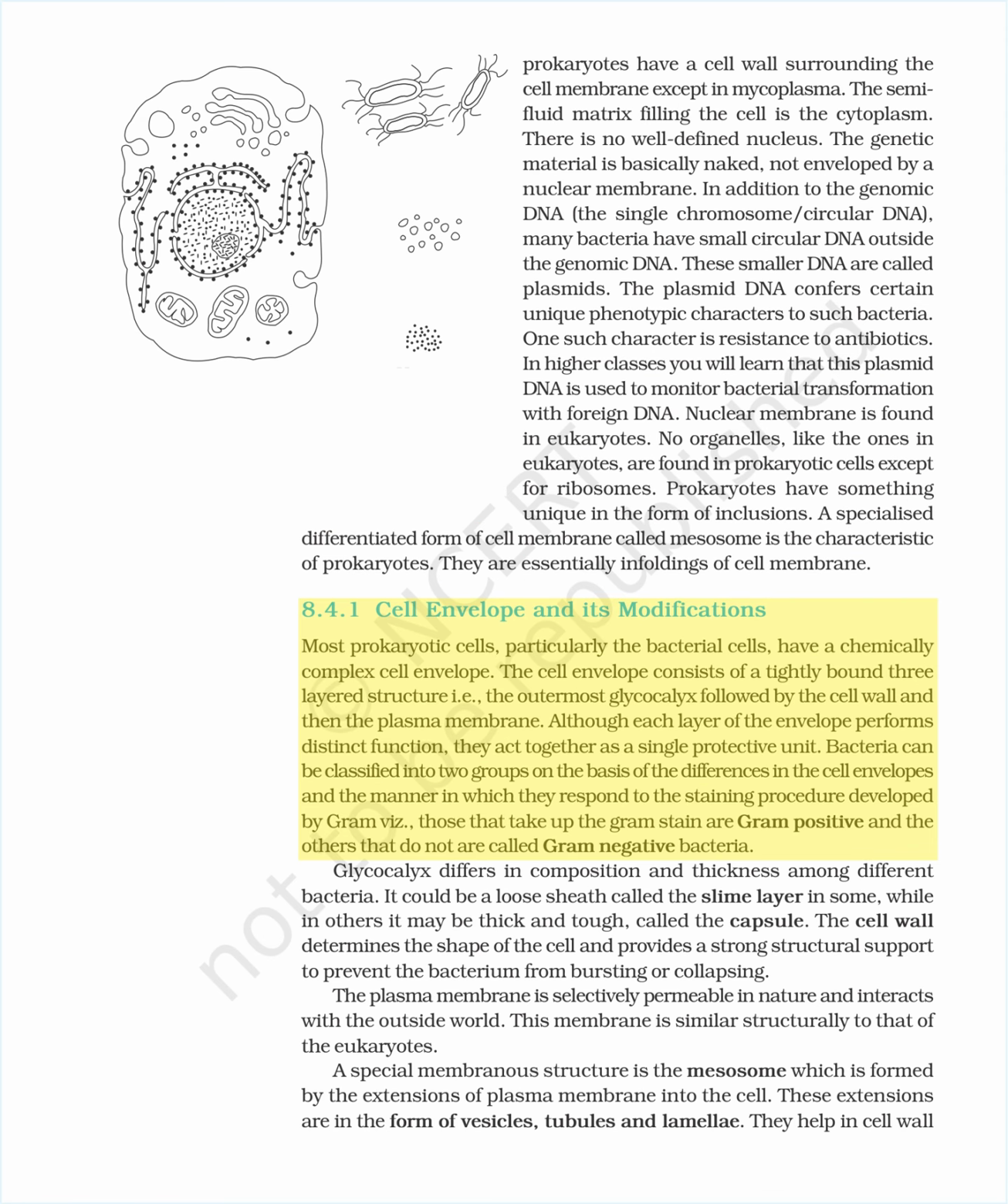8.4.1 Cell envelope and its modifications. Most prokaryotic cells, particularly the bacterial cells, have a chemically complex cell envelope. The cell envelope consists of a tightly bound three-layered structure, i.e., the outermost glycocalyx followed by the cell wall and then the plasma membrane. Although each layer of the envelope performs distinct function, they act together as a single protective unit.